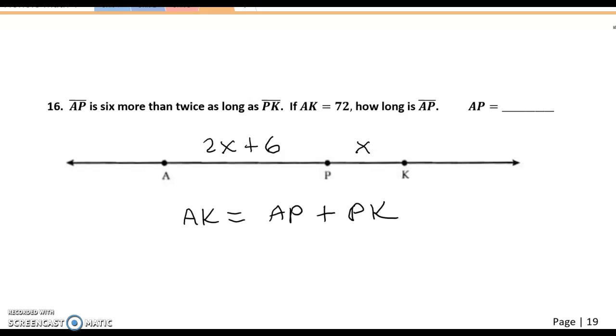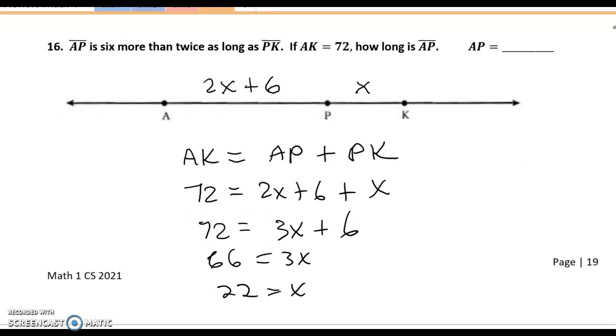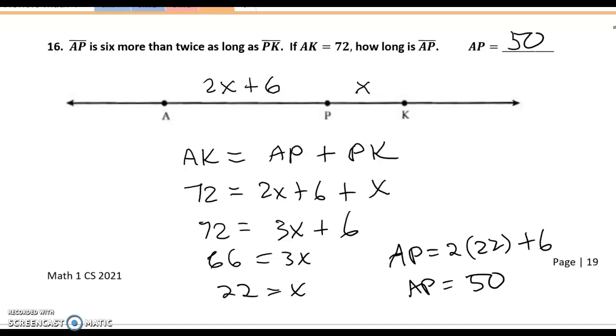Again, before we write an equation to solve for x, let's write a statement using segment addition. AK is equal to AP plus PK. Now we substitute the values and the expressions for the different segment lengths. Solve that equation for x, and we get x is equal to 22. Plug that in for x, and we get AP is equal to 50.